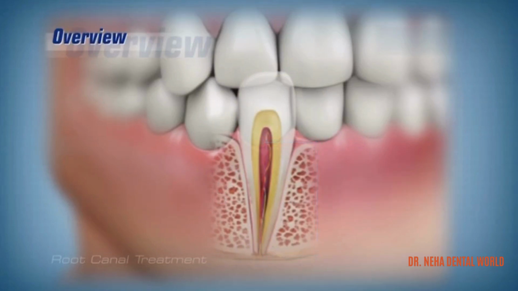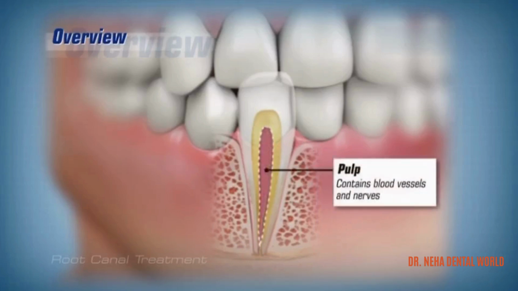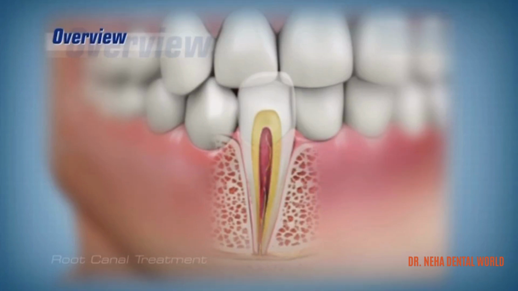Inside the crown and root there is a soft core of tissue known as pulp that contains blood vessels and nerves. In the crown, the pulp is present within a chamber called the pulp chamber, and it travels down the length of the root to the tip or apex called the root canal.